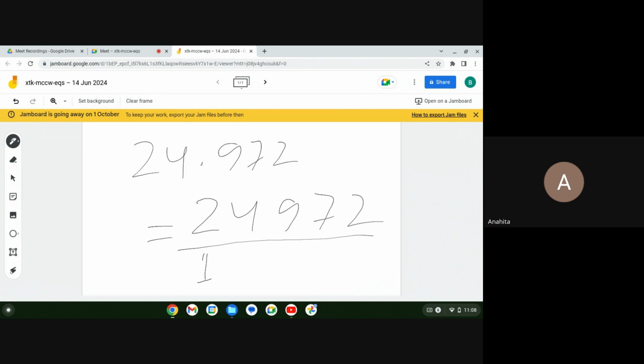The denominator would be 1,000. So first I will write 1. That is how I start for the decimal. And then I will count the digits as you said. So there are three digits, three zeros. Done. So this is the easiest way to convert any decimal into a fraction.